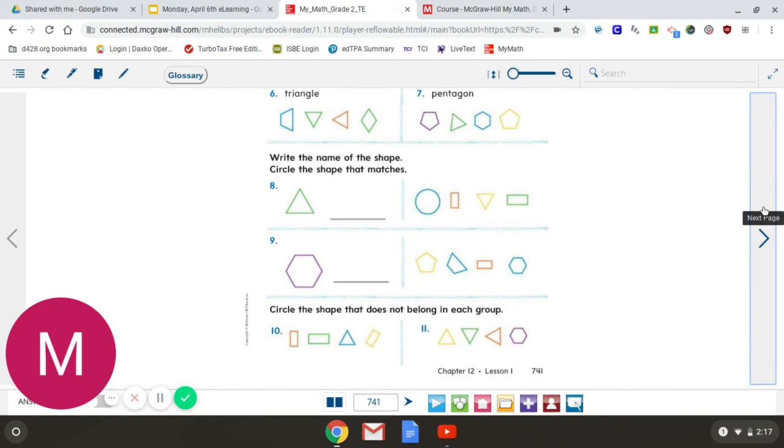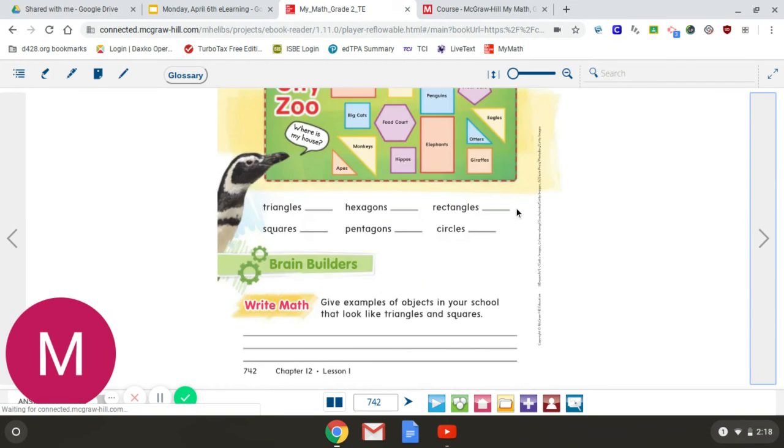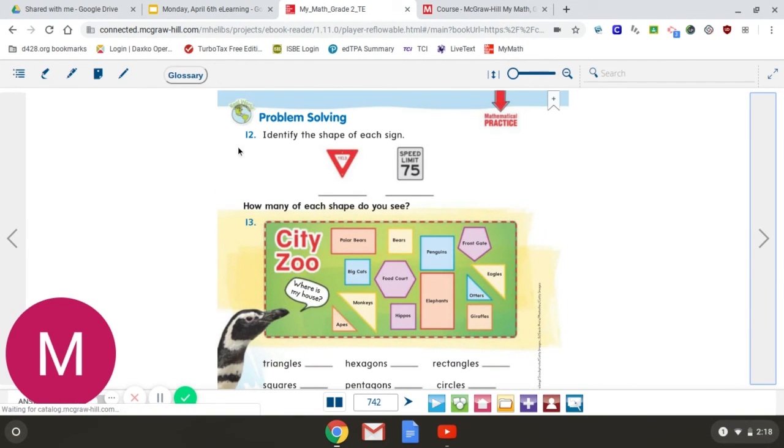Okay, and let's take a look at the back page. For number 12, it wants you to identify the shape of each sign. So these are signs that we see on the road. They're called road signs. But I just want you to pay attention to the shape and then write what the shape is on the line underneath each sign.